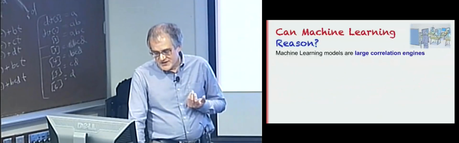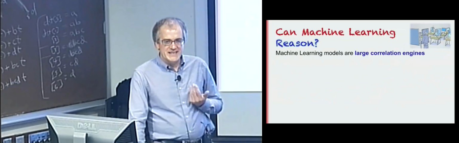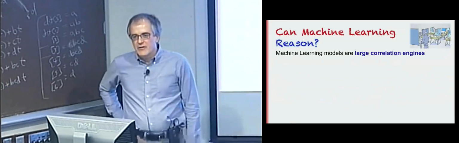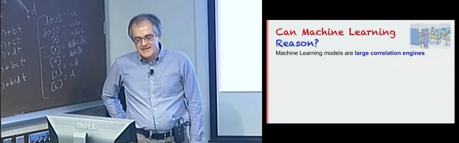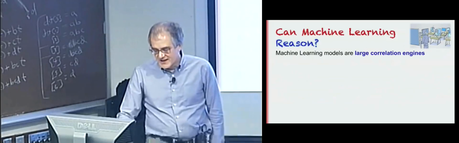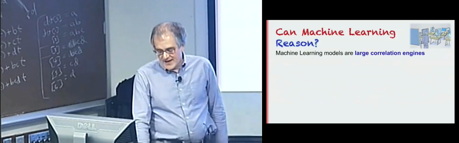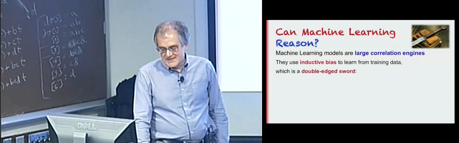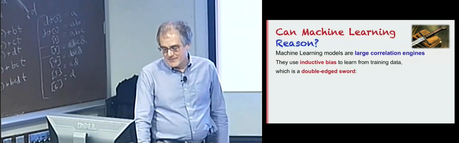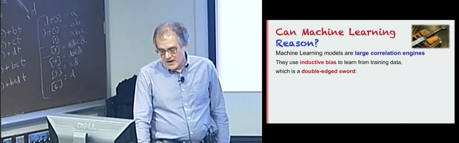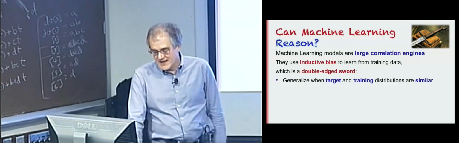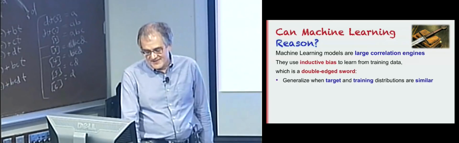So the question then is, can we build machine learning systems that reason? Well, if we just take a basic classifier, that seems like a big correlation engine. It doesn't actually seem like that's really reasoning. They build up some kind of inductive bias from the training data. And in a way, that's a good thing. It means that they're extremely good at generalizing when the target and training distributions are similar.